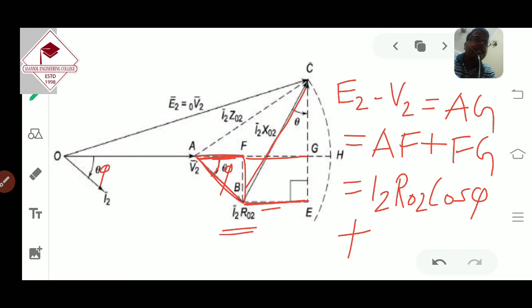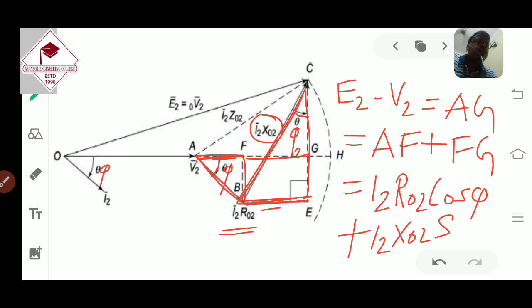So from this right angle triangle, that is BEC, since this angle is phi 2, we can write, and we know the value of this BC, I2 X02. So what will be the value of this BE? BE will become I2 X02 sin phi. So from here we can find that E2 minus V2 is equal to I2 R02 cos phi plus I2 X02 sin phi. So now let us proceed.